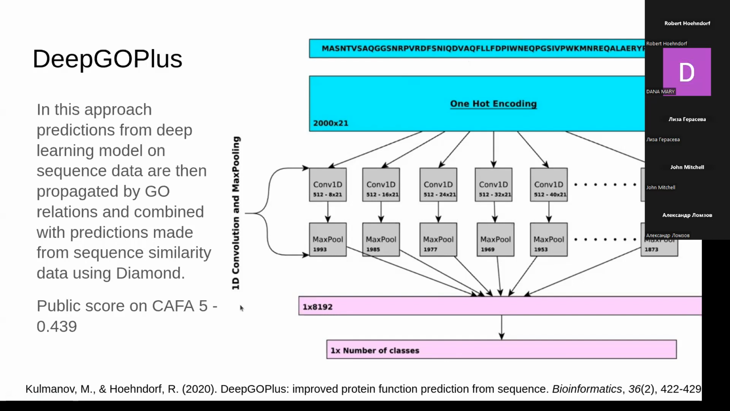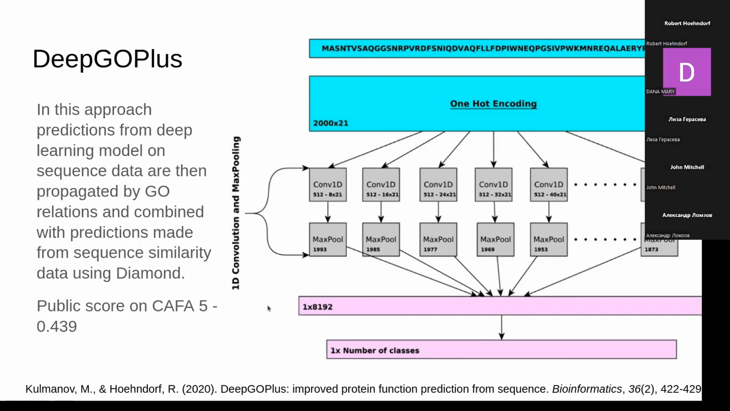And what should I say? They do not use this architecture alone, and they combined it with the baseline method, BlastKNN, I remember. And when using it with the latest data set, it provides an acceptable score.